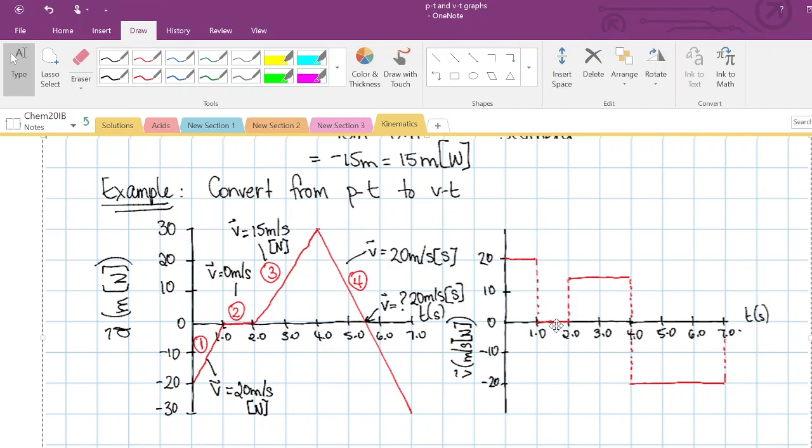So I'm showing my VT here at the 0. From 2 to 4 seconds, my slope for this object is 15 meters per second north. So I draw my 15 meters per second over that time increment. And then from this section here to here, we calculate the slope. So from here to here, if we calculate our slope, we're getting 20 meters per second south the entire way. And so here we drop to 20 meters per second south.